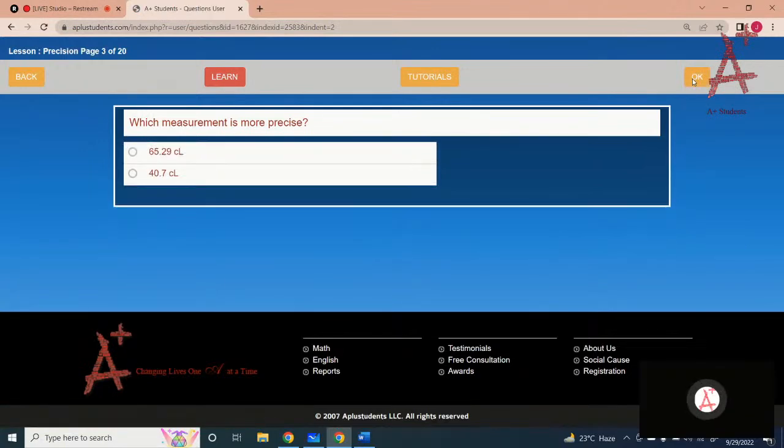Okay, the next one is which measurement is more precise? 65.29 cl and 40.7 cl. Which one is more precise? Very good. That's the first option, because the first option has more decimal places. So the one that has more decimal places is more precise. Got it?